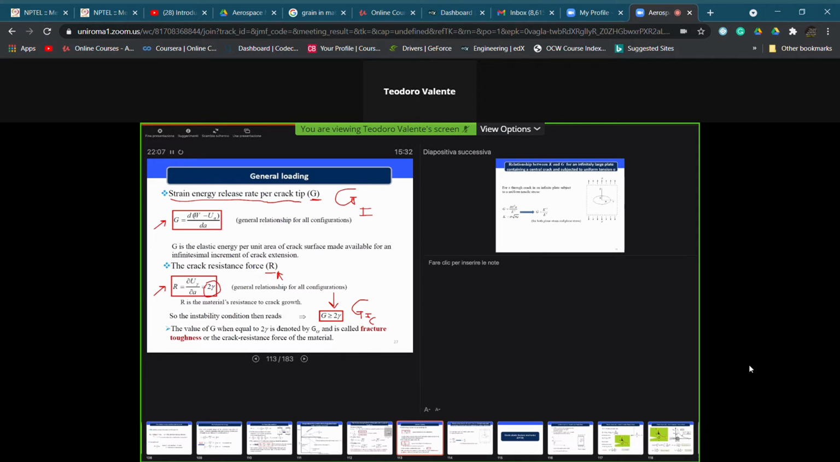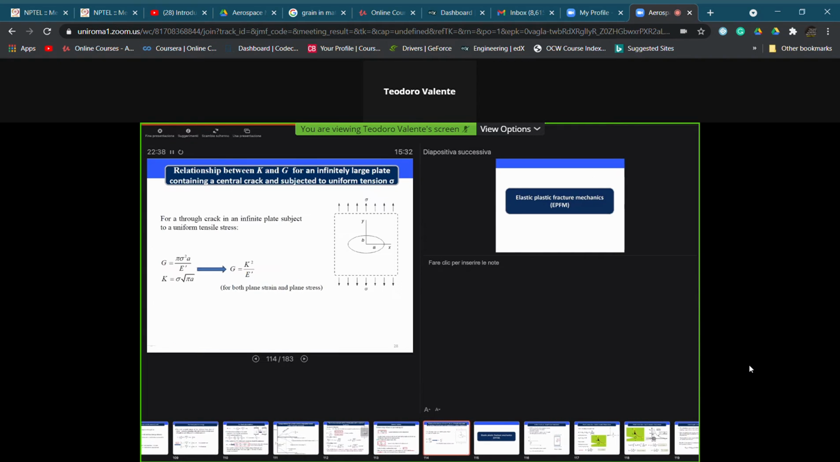And so we can say that when the strain energy release rate, generally speaking, calculated according to the stresses applied, the crack configuration, and so on, is at least equal to the critical strain energy release rate, which has the meaning of the fracture toughness of the material, the crack can propagate inside the material itself.